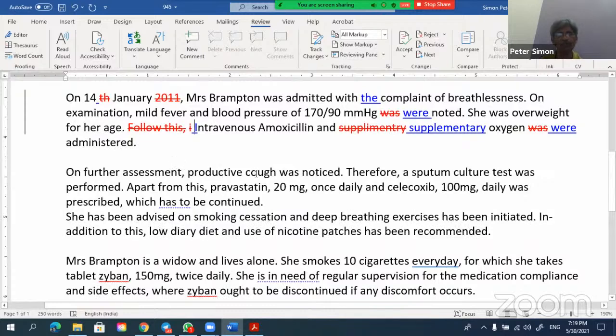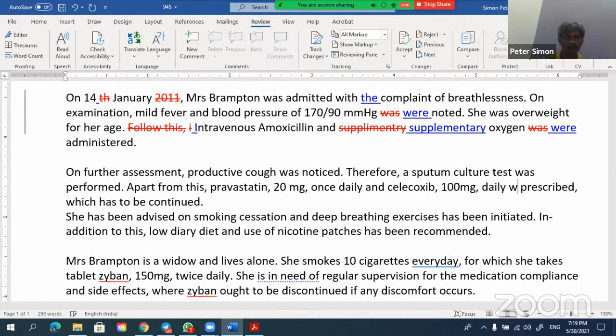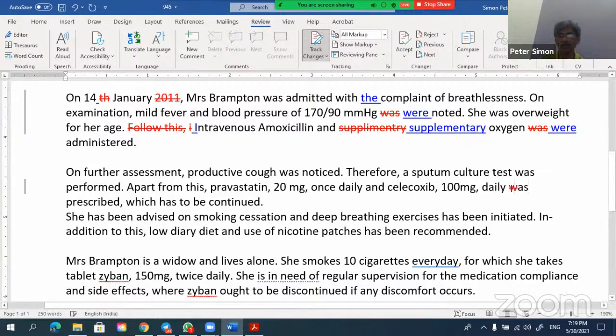Okay, on further assessment, productive cough was noticed. Therefore, a sputum culture test was performed. Okay. Apart from this, pravastatin 20 mg once daily and celecoxib 100 mg daily. This is two again. Pravastatin is one, celecoxib is another one. So apart from this, pravastatin 20 mg once daily and celecoxib 100 mg daily were prescribed.